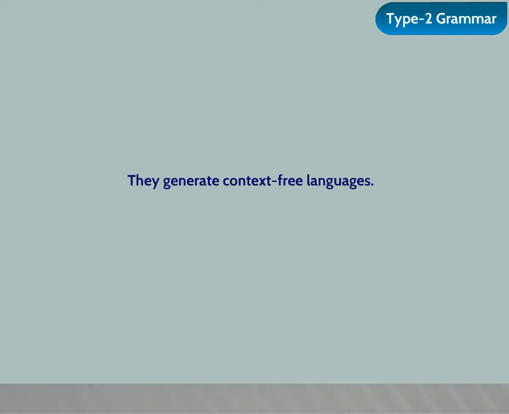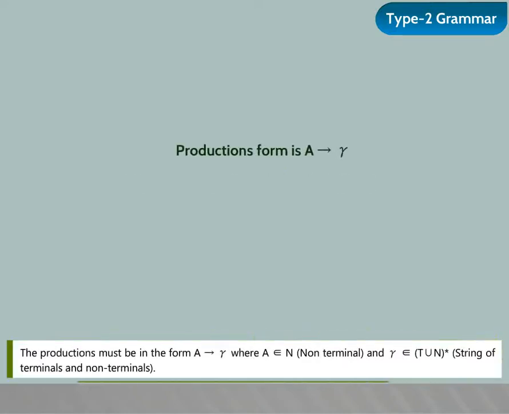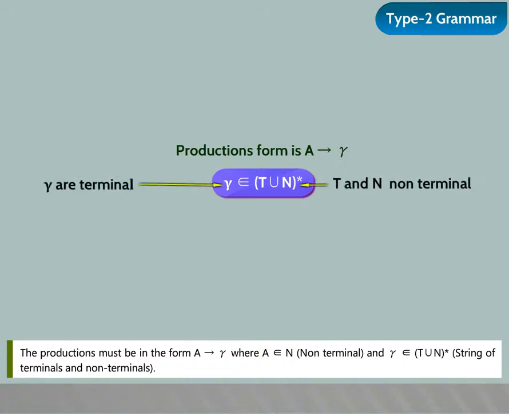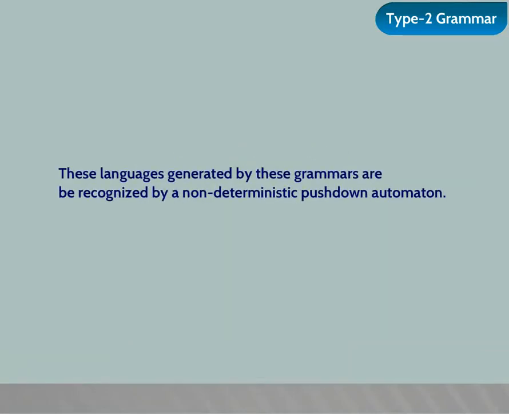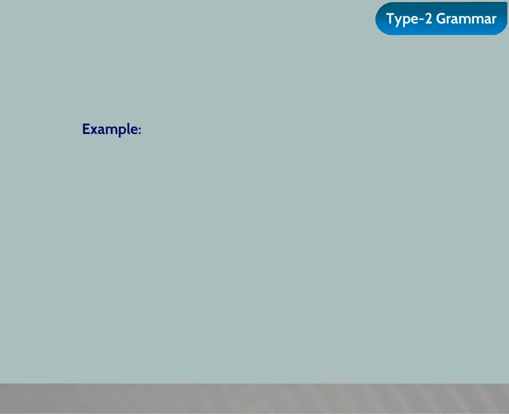Type 2 grammar. They generate context-free languages. The productions must be in the form A → gamma, where A belongs to N, that is non-terminal, and gamma belongs to (T union N)*, a string of terminals and non-terminals. The languages generated by these grammars are recognized by a non-deterministic pushdown automaton. Example: S → Xa, X → a, X → aX, X → abc, X → epsilon.